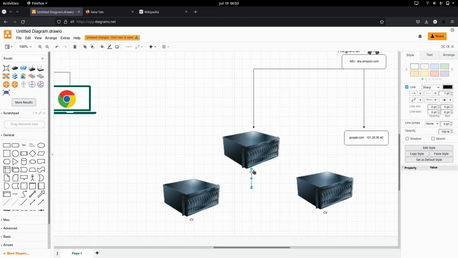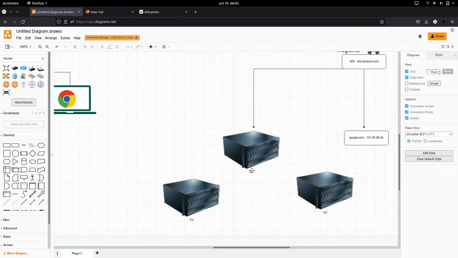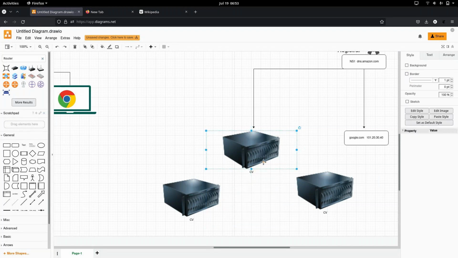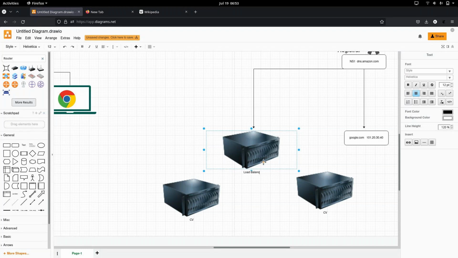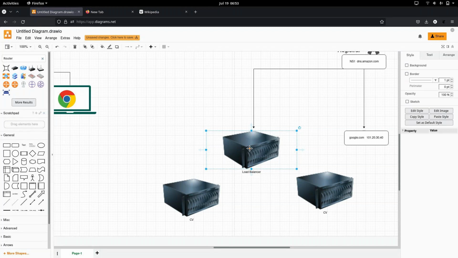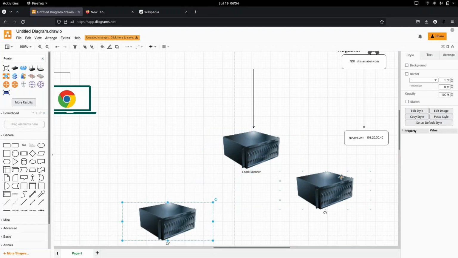Whose job is simply to take requests from the end users and redirect to one of these servers.